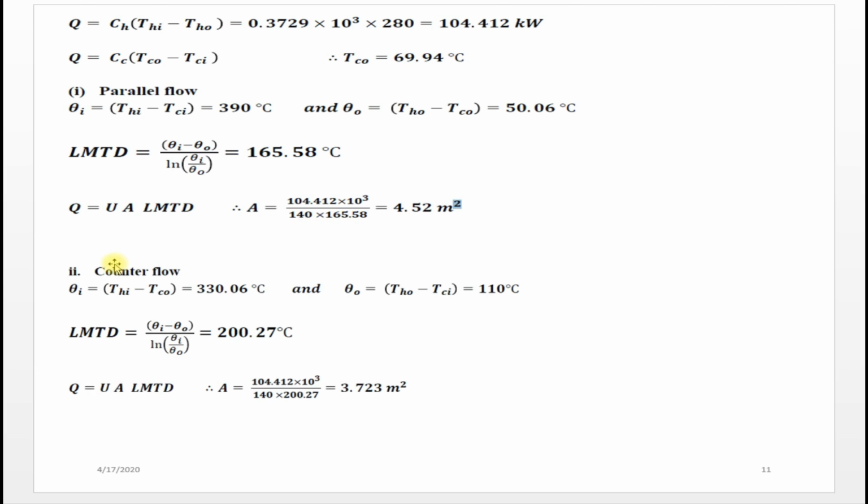Then consider the counterflow arrangement now. Find out the LMTD using delta T2 minus delta T1 divided by ln of delta T2 divided by delta T1. Same principle you can use here, and find the area using Q is equal to UA LMTD. LMTD means this temperature, 200.27 degrees Celsius. You will get the area as 3.723 meter square. Here, instead of delta T, they have used the term theta.